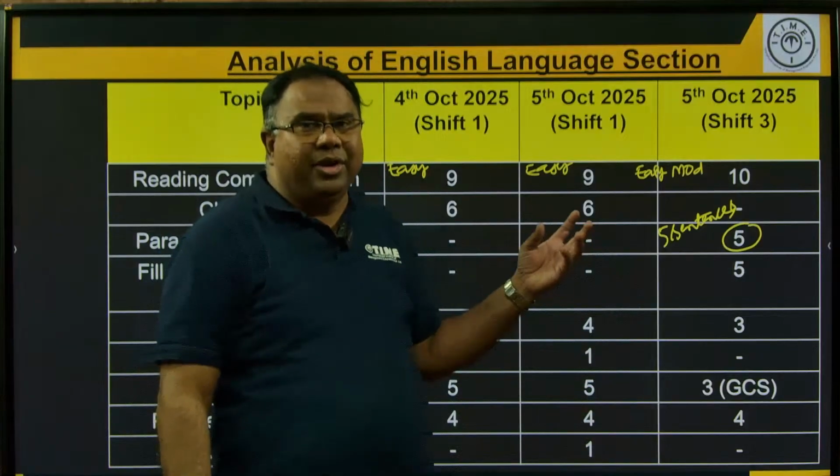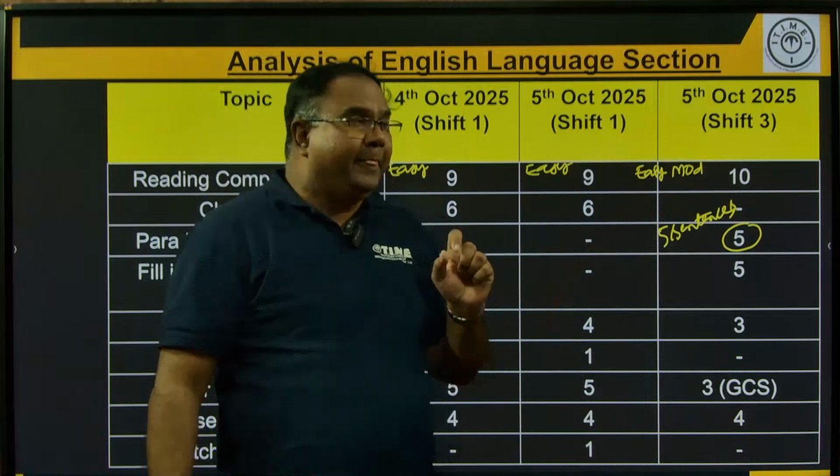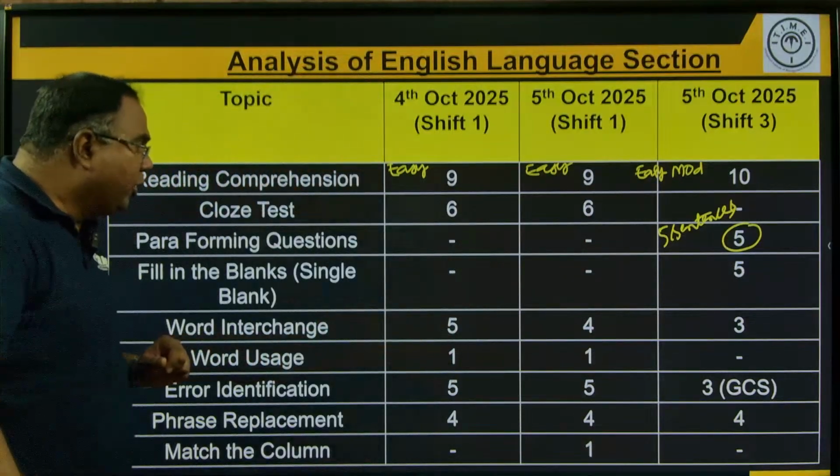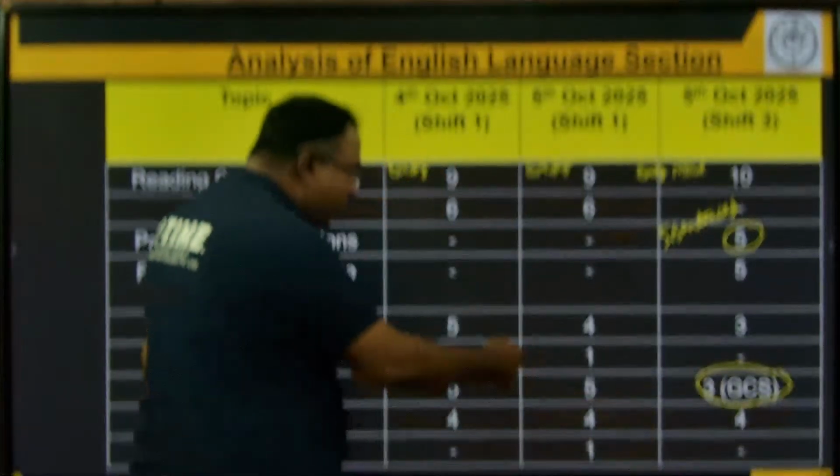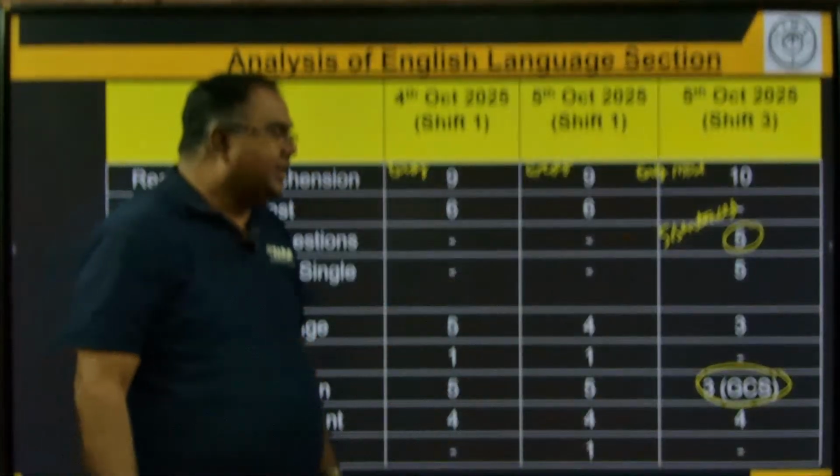Most of them were not able to crack this particular set. Then they have grammatically correct sentences. These were error identification in these two slots. That was grammatically correct sentences.